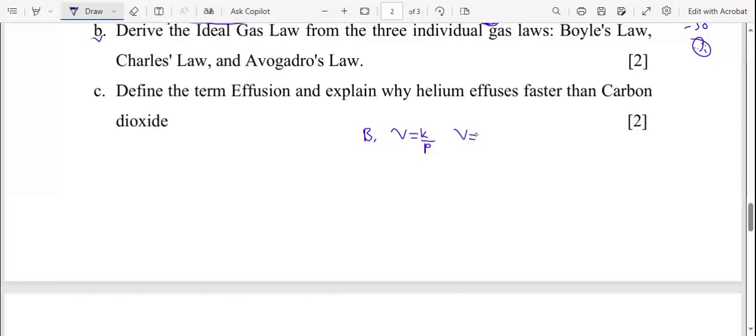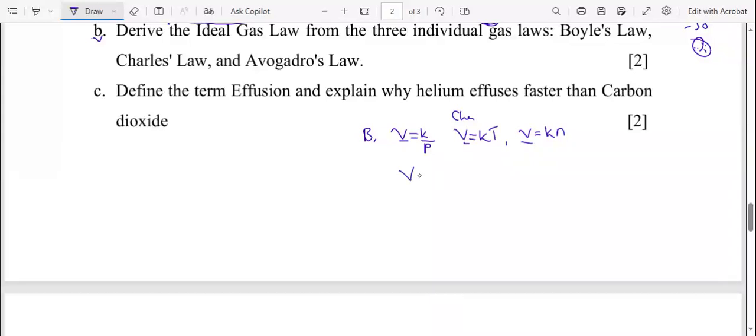Then for Charles now, this is Charles. Charles' law says that volume is in direct proportion to its temperature, so there's a K and also the temperature. Then Avogadro's says equal volumes contain equal numbers of moles, so there's also a K and the number of moles. So remember, the thing is about volume. Let's see how this volume is affected one way or the other.